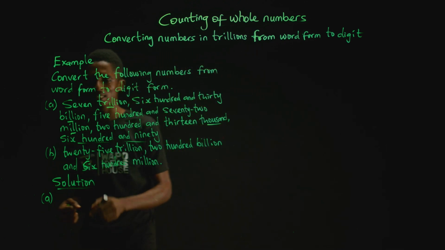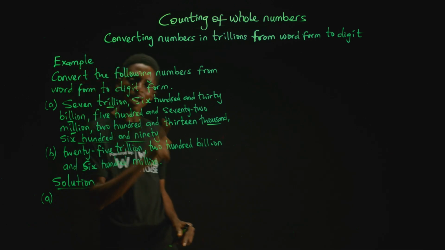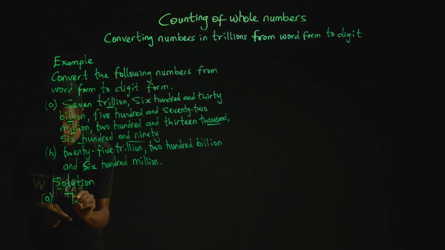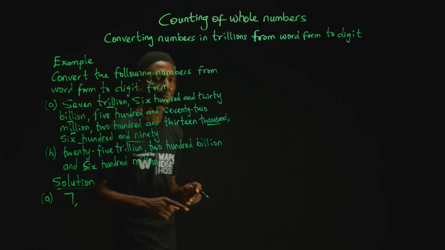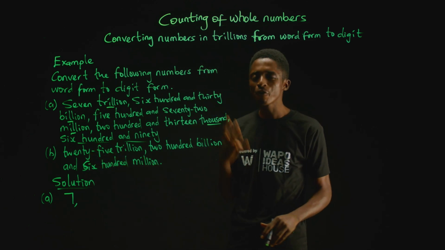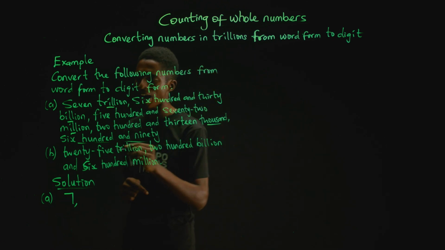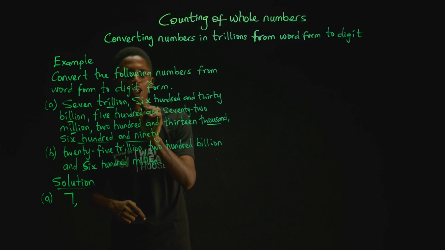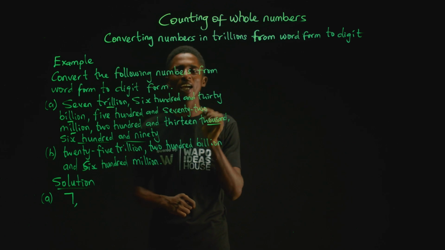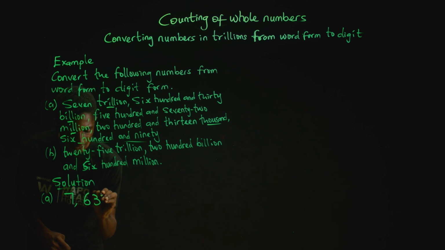So let's do that. In the trillion category, we have 7 trillion. And 7 is a single digit number, so we write that as 7. The first one can always be written as a single digit. But after that, every other number that follows must come in 3 groups. So the next one we have is the billion, and the number to write there is 630.